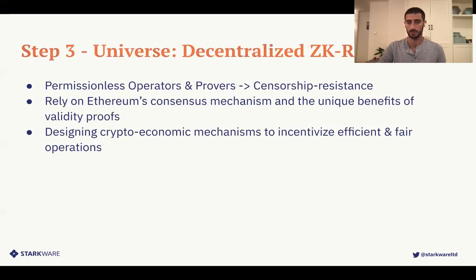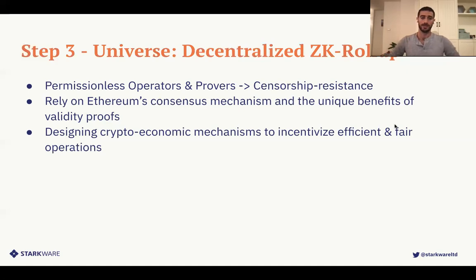And the last step is decentralizing the network operation of this ZK rollup. And the most important part of it, which we didn't have at step 2, is allowing permissionless operators and provers, which of course results in a censorship resistant network. Now, what is very unique in ZK rollup is that, since we are a layer 2, we are able to rely on Ethereum consensus in order to achieve a very efficient leader election mechanism.